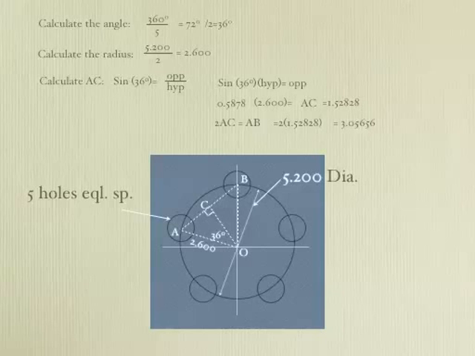So the distance between the two holes was 3.056, or 3.057 when rounded.